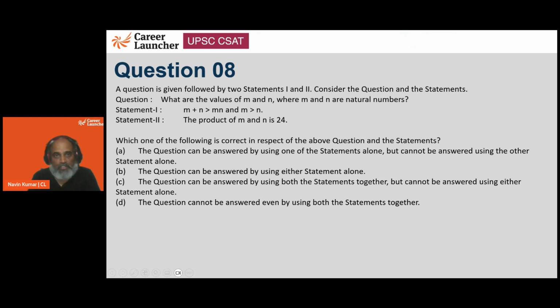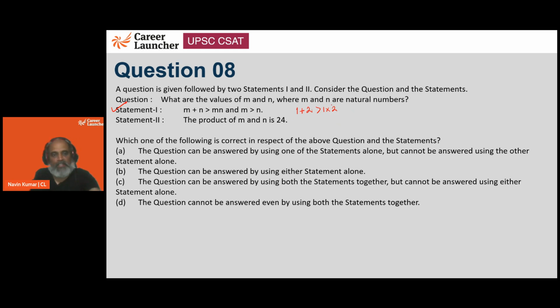Now, we have to look at the options, and it says it can be answered using this statement alone, not the other one, together, in either alone. We cannot conclude anything, right? No conclusion is not there. Can be answered by using both the statements together and not alone, and cannot be answered, right? So let's use the first statement. If I use the first statement, I have to think of two numbers whose sum is going to be greater than their product. So I can think of 1 plus 2 is greater than 1 into 2, right?